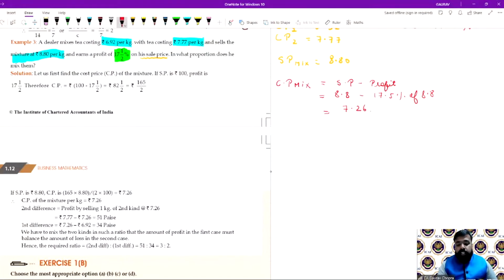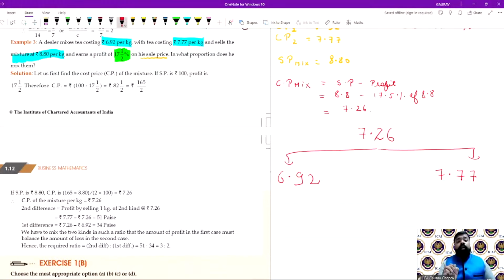Now we have to find the ratio or the proportion in which we have done the mixing. So 7.26 we are writing in the middle. Cost price of one is less than 7.26, so it is 6.92, and the cost of the other is 7.77. Now, this is a trick, and this trick will be applicable in many chapters, even 4 to 5 chapters. This trick will help you out.